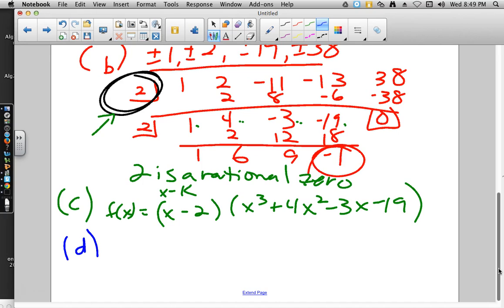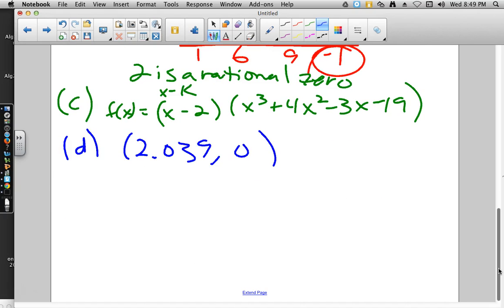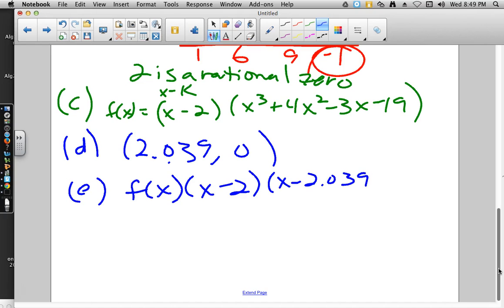All right, so this little bugger here, 2.039. Now part E says to figure out how to write it in factored form again. We already know the x minus 2, that was taken care of. But now we've got this obnoxious 2.039. Well, how do I get the rest of it? Good news: we get to synthetically divide with a nice little decimal here.